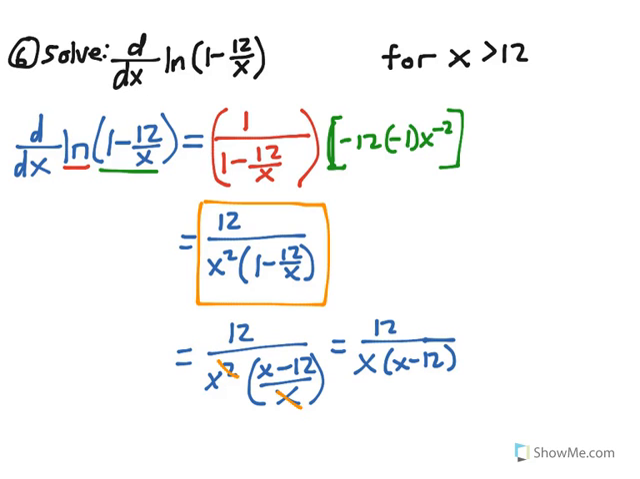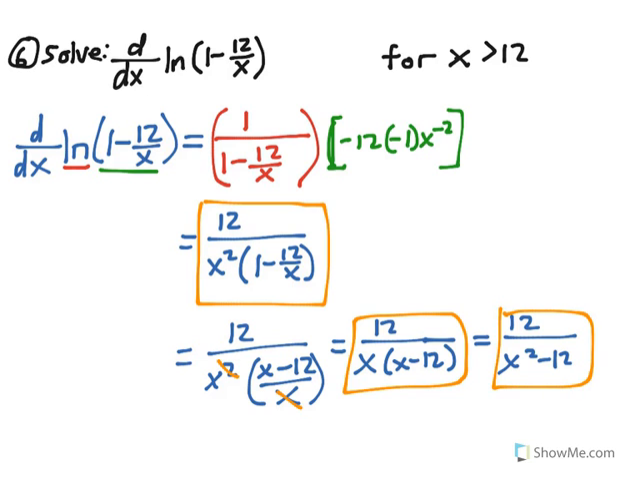Okay, so if you wanted, you could leave it at this stage, or you could multiply the x through, and so this would be 12 over x squared minus 12. Okay, any of these three answers are okay. The last two are really the better answers.